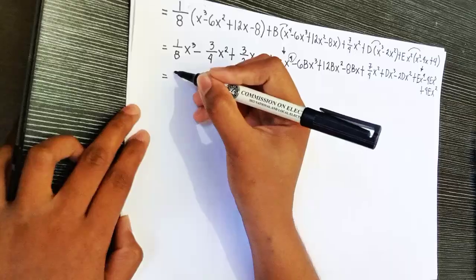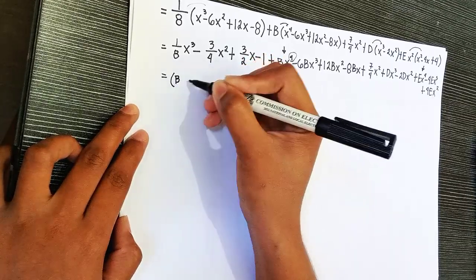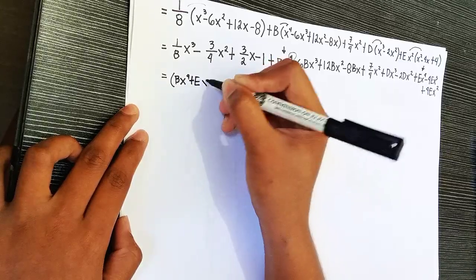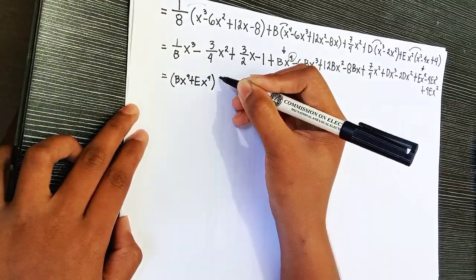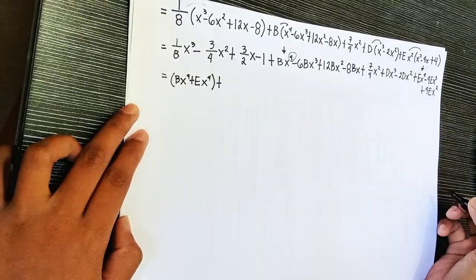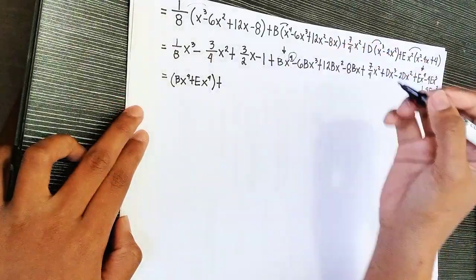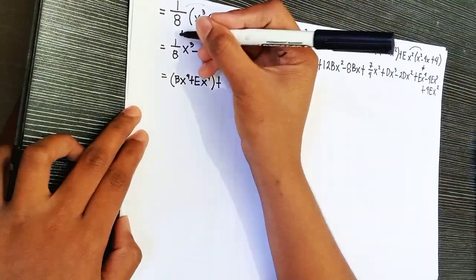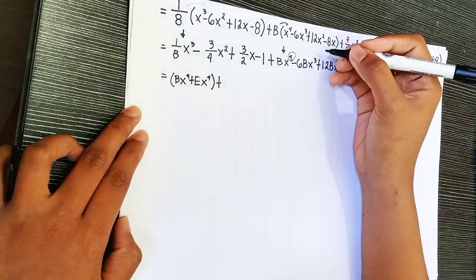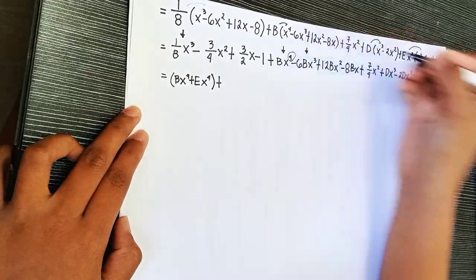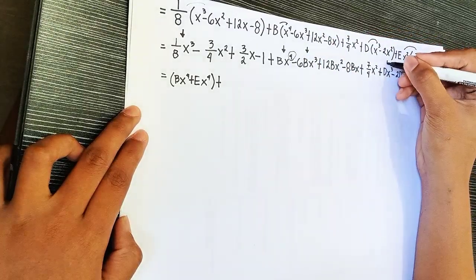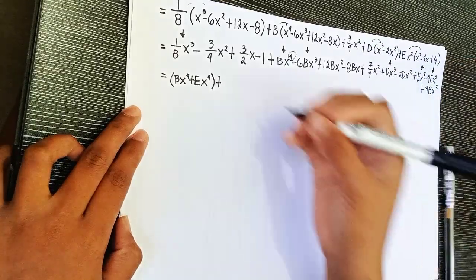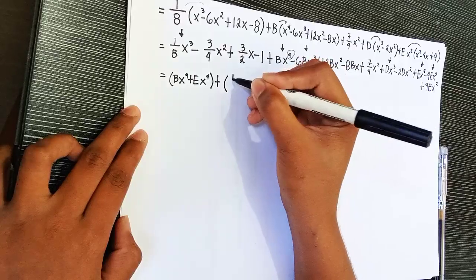So, we have, so dito, susulat lang natin siya. So, b x raised to 4 plus e x raised to 4 plus combine natin ulit lahat ng may mga x na naka-raise to 3. So, we have 1/8 x cubed, negative 6b x cubed, we have dx raised to 3 and negative 4e x raised to 3. So, ulit, isusulat lang natin siya.